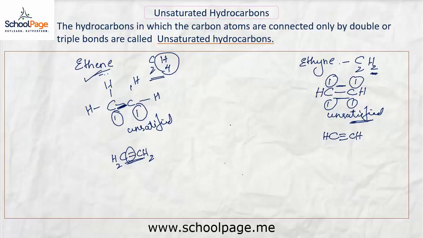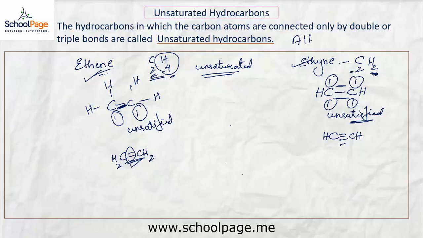Observe that ethene and ethyne both have 2 carbon atoms, but the number of hydrogen atoms is different. Also observe that ethene has a double bond whereas ethyne has a triple bond. Both are considered unsaturated hydrocarbons. Unsaturated hydrocarbons are hence nothing but hydrocarbons in which the carbon atoms are linked together by at least one double or triple bond.